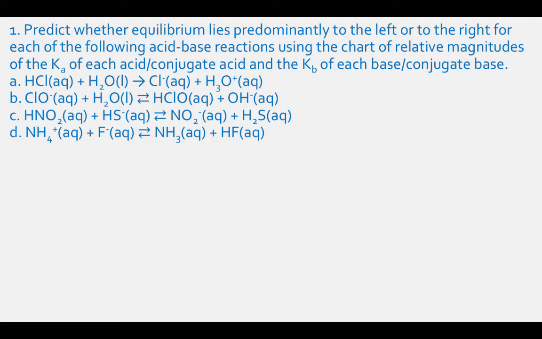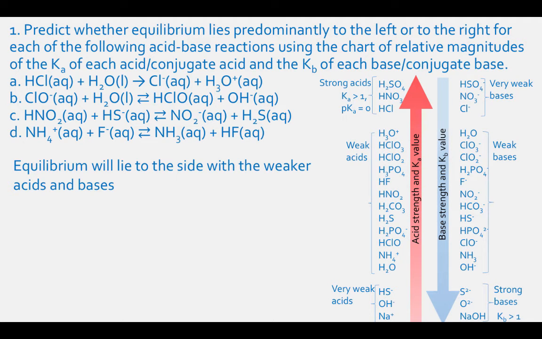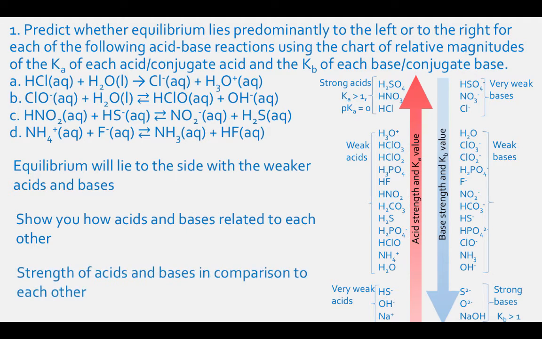For this question, remember that equilibrium will lie to the side with weaker acids and bases. To compare the relative magnitudes of the Ka for the acids and Kb for the bases, use the figure. This figure shows you how the acids and bases are related to each other, but it also shows you the strength of the various acids and bases in comparison to each other as well.